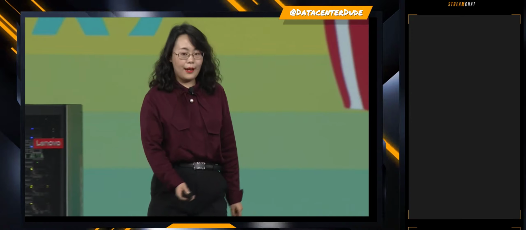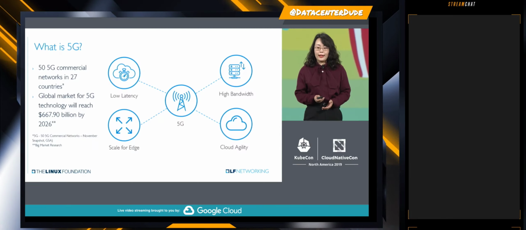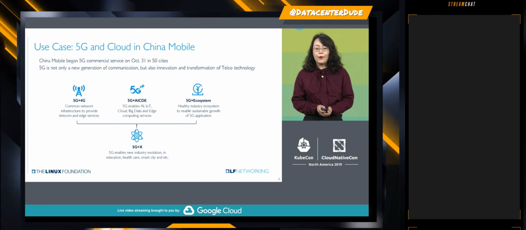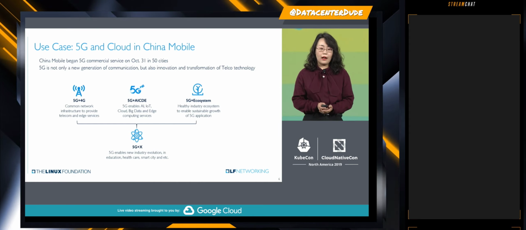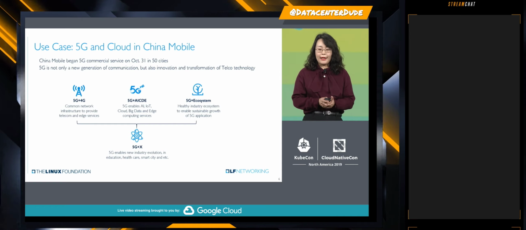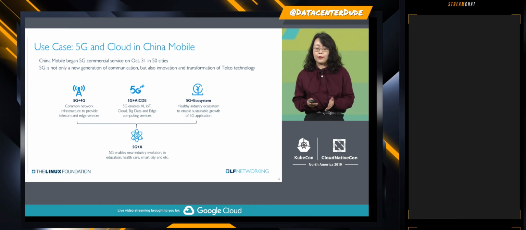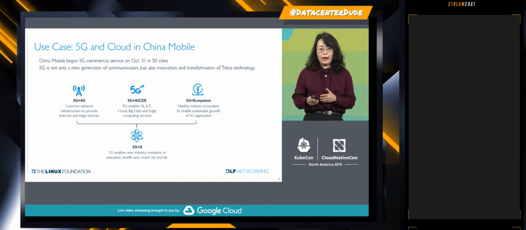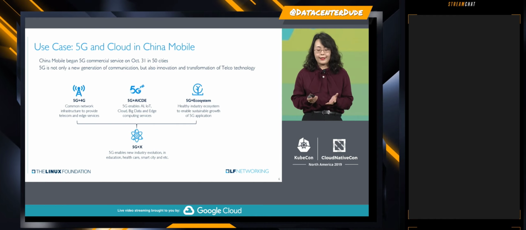So good morning. I'm Fu Chao from China Mobile. I'm here to bring the use case of 5G in China Mobile. Talking about 5G, we actually began our commercial service of 5G in 50 cities on October the 31st in China. From our perspective, we see 5G not only as the next generation of telecom technology, but as innovation and transformation for all the telco technologies.